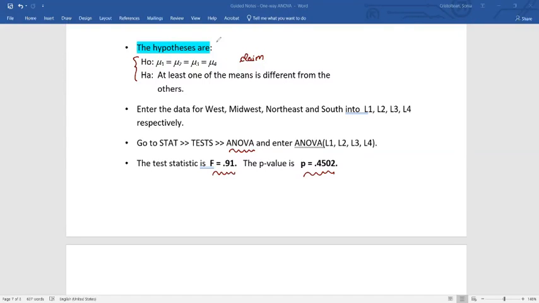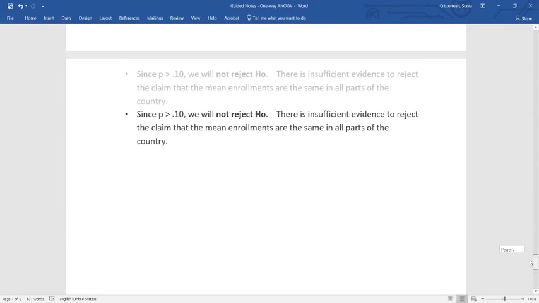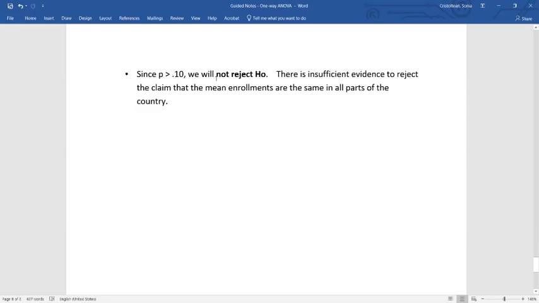So your fourth step, which is making the decision based on the p-value method, should be fail to reject because the p-value is greater than 0.10. We will not reject, which means there is insufficient evidence to reject the claim. Keep in mind the claim was H0. So you should have this stated at step 5. There is insufficient evidence to reject the claim that the mean enrollments are the same in all parts of the country. I hope you have the same results. And with this, I conclude the video. Thank you for watching.